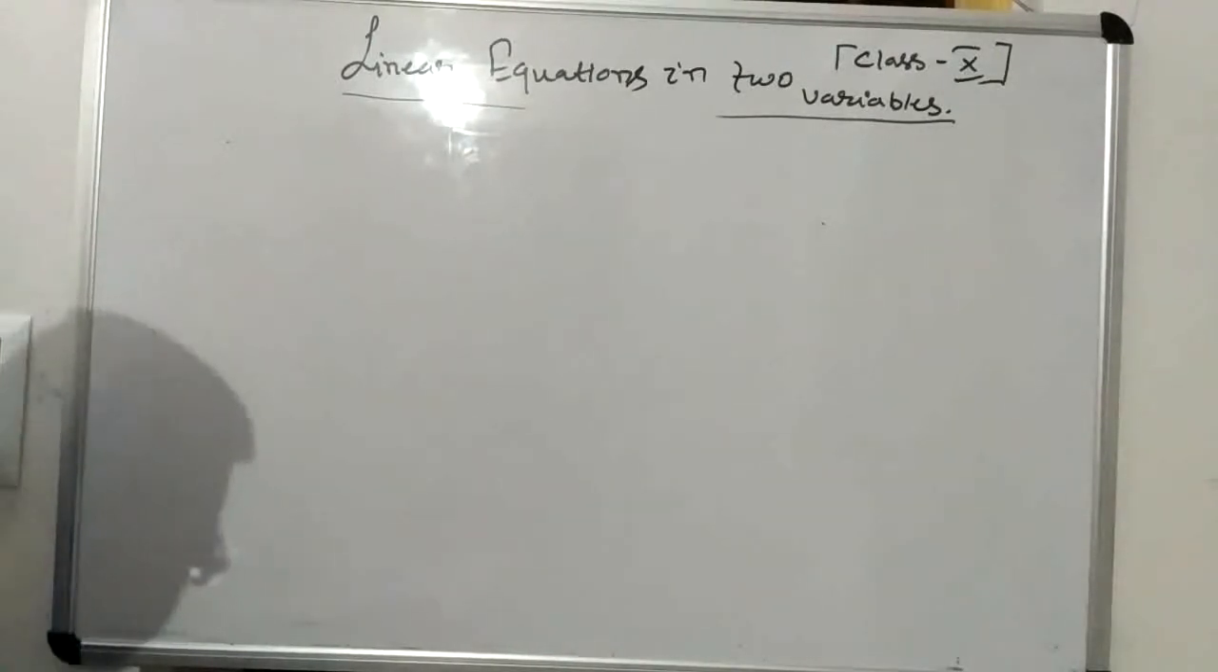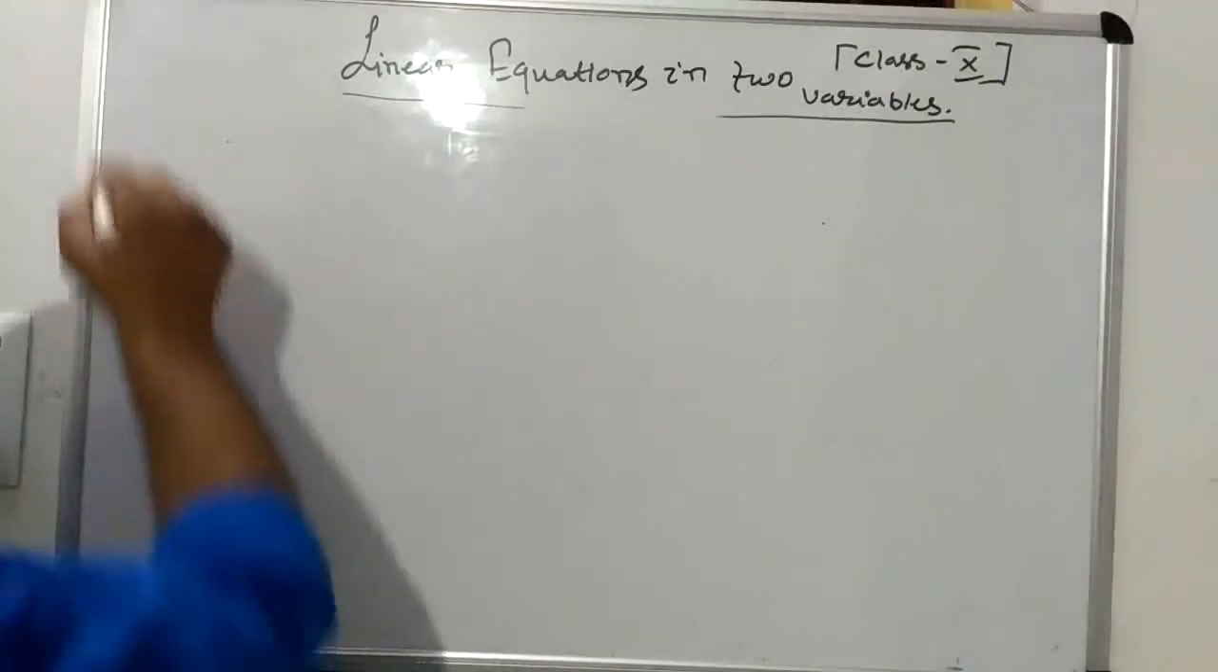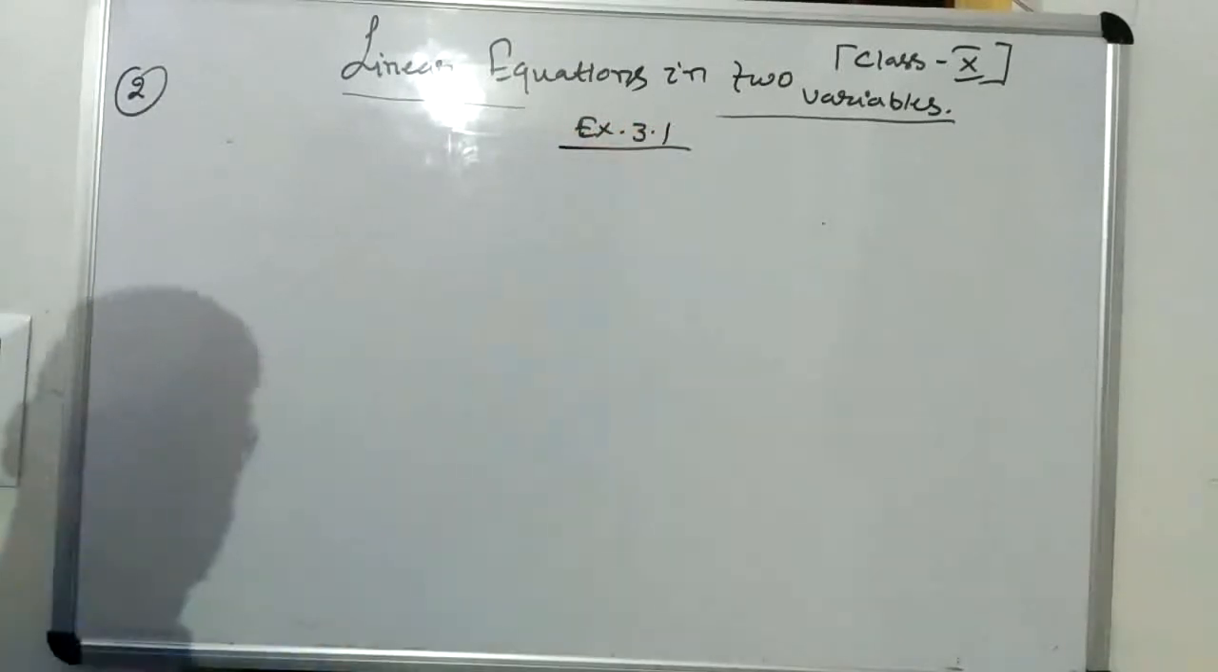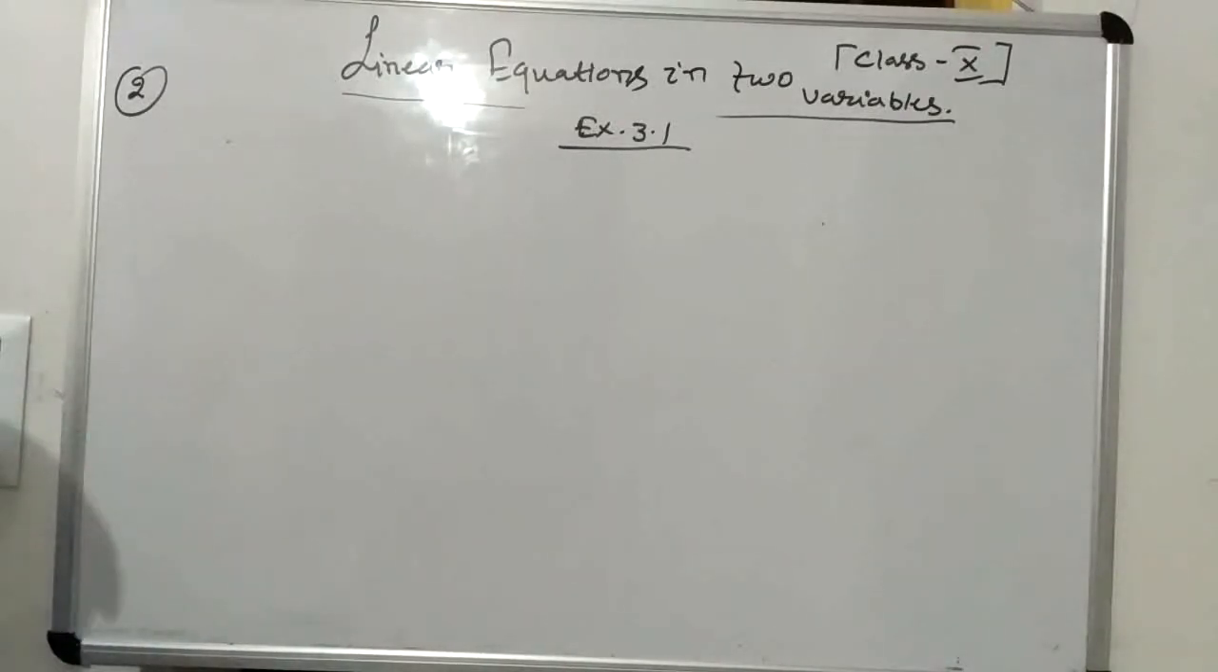Now let's take the second question of exercise 3.1. Question number 2 is: the coach of a cricket team buys 3 bats and 6 balls for rupees 3900. Later she buys another bat and 3 more balls of the same kind for rupees 1300. Represent this situation algebraically and geometrically. It means you have to prepare the graph also.